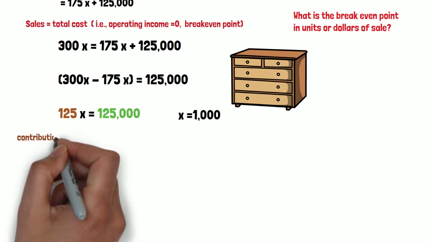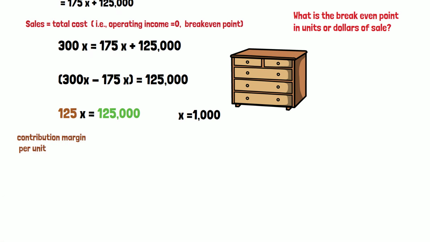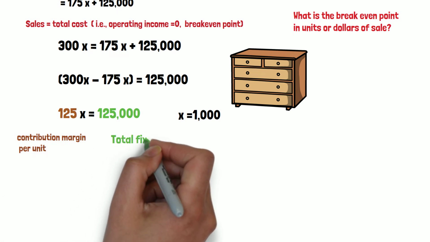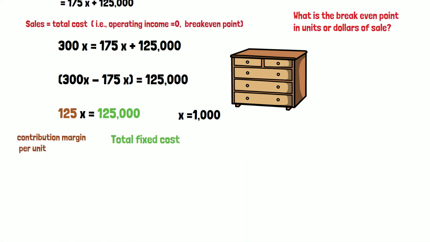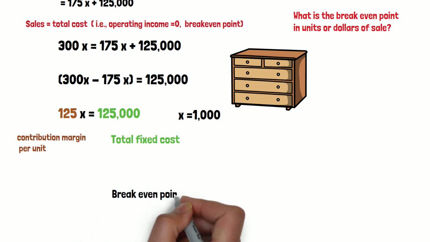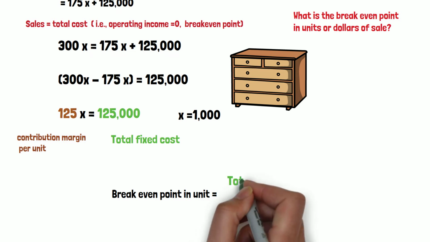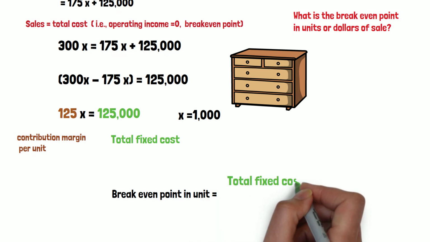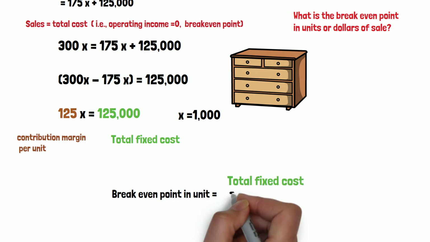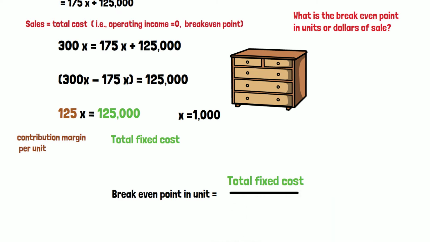Okay, so what is the 125? That's the difference between the selling price, 300, and the variable cost, 175. So that's the contribution margin per unit. And we know that 125,000 is the total fixed cost. So actually the break-even point in units is calculated by the total fixed cost divided by contribution margin per unit.